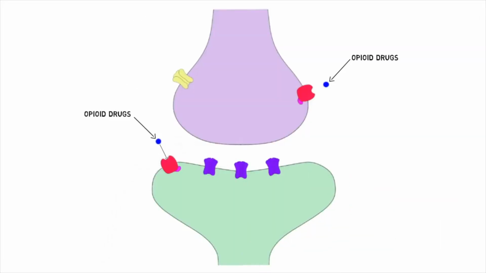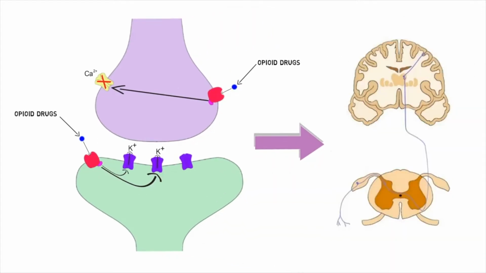When opioids bind to opioid receptors, they promote potassium conductance, which makes a neuron less likely to fire an action potential. And they inhibit calcium conductance, which makes a neuron less likely to release neurotransmitters. What effect these actions have depends on where the receptors are found. When opioid receptors on neurons in the spinal cord that carry information about pain are activated, it can inhibit the transmission of pain information to the brain.